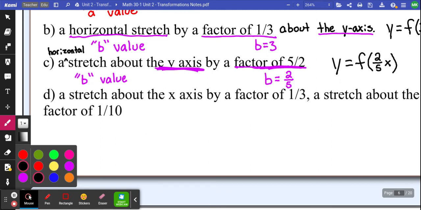D, a stretch about the x-axis. Okay, so if you imagine you have an x-axis, you're stretching away from it. That means we're talking vertical. This will be a vertical stretch about the x-axis by a factor of 1/3. That is a vertical stretch. I know it's vertical because I went away from the x-axis. Vertical stretches are talking about my A value. Because it's vertical, that means A actually is 1/3.